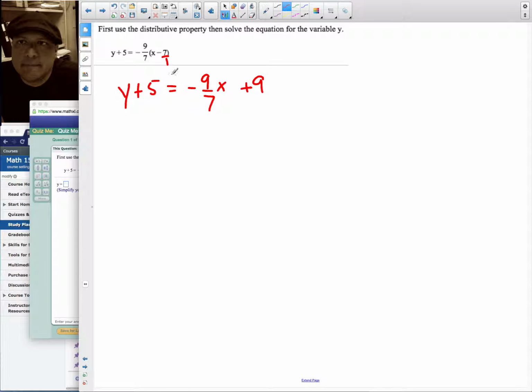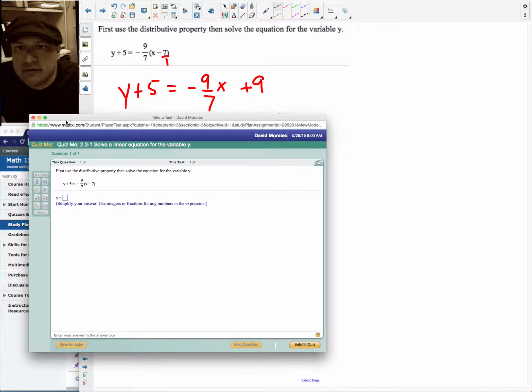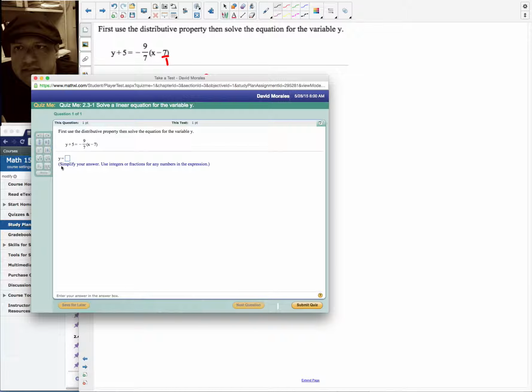Then we just subtract 5 from both sides. We get y equals negative 9/7 x. 9 minus 5 is 4. So negative 9/7.